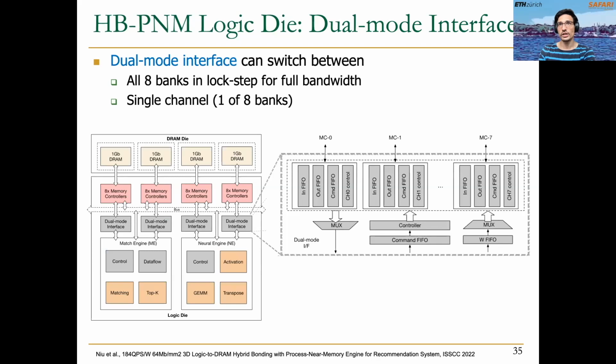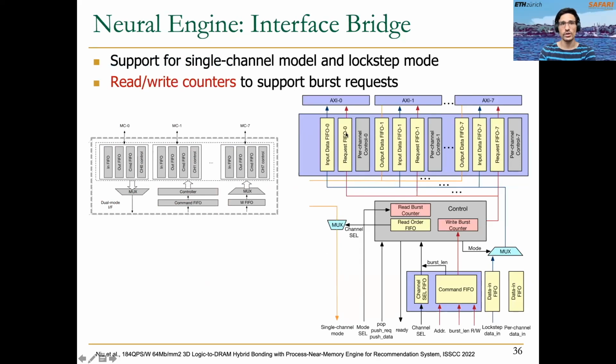Regarding the dual mode interface, it's called dual mode because it allows the engines to access either a single channel, one of the 8 banks, or the 8 banks in lockstep in order to achieve full bandwidth. And you can see here that it's composed of several input and output FIFO queues, multiplexers, and controllers. Here you can see a closer view of this dual mode interface with the support for single channel mode and lockstep mode, and read and write counters as well to support the burst requests, as you can see here in the control unit.